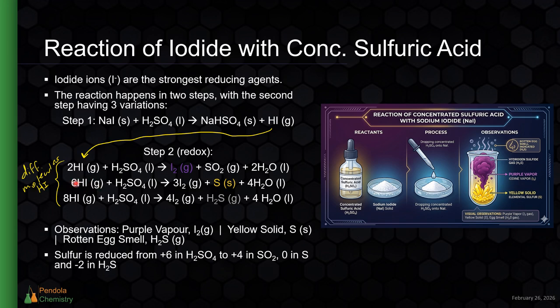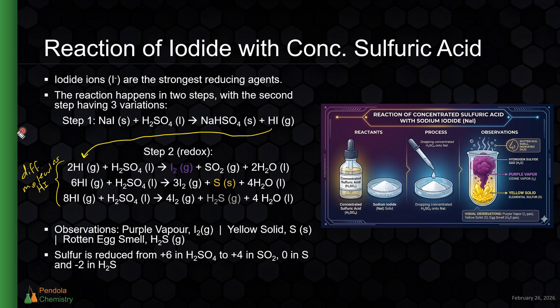In the second reaction, the hydrogen iodide reacts with sulfuric acid. It still creates the iodine gas. It still creates water, like they all do. They all create iodine gas and water. But the sulfur gets reduced all the way to solid sulfur. And then in the last one, the reduction goes even further with, again, the HI and the sulfuric acid reacting, creating iodine and water, but the sulfur getting reduced all the way into H2S gas.